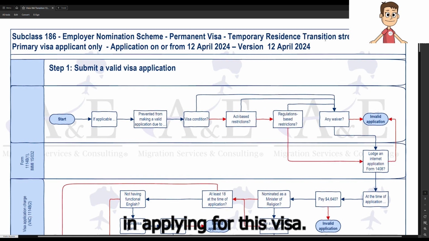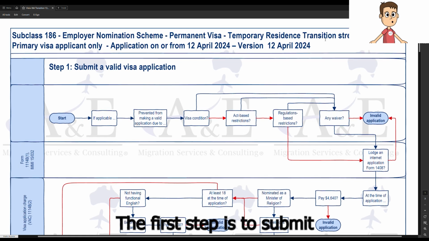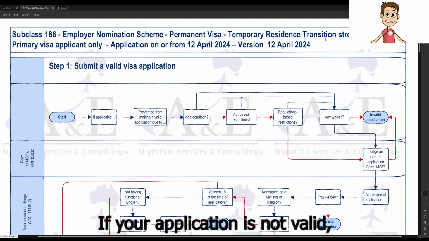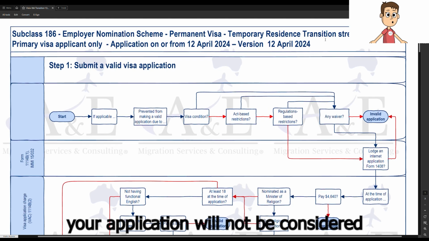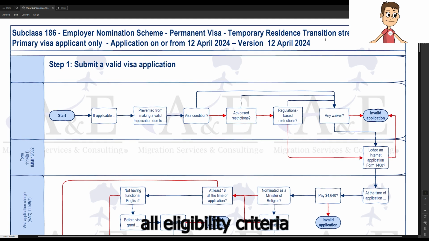There are 2 steps in applying for this visa. The first step is to submit a valid visa application. If your application is not valid, your application will not be considered even if you satisfy all eligibility criteria.